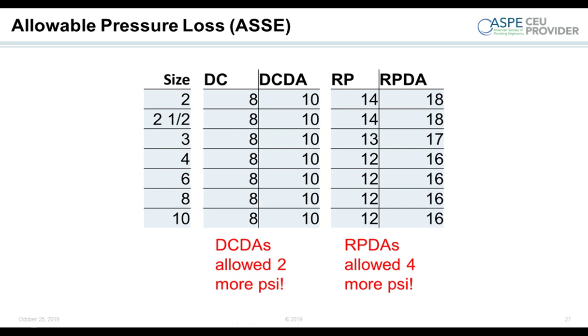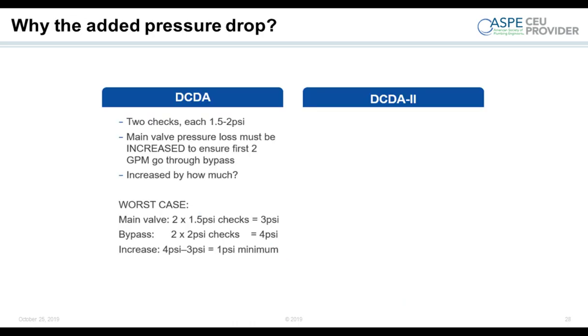All right, so we see that we have 2 psi more allowed in DCDAs and 4 psi more allowed in the RPDAs. So that's quite a bit. So why is that? So let's dig into it. Essentially, the reason it's a fair amount higher is, one, we know we need to increase them, but we can't just increase the checks by, say, a 0.5 psi. And the reason is because these don't come out with precision values on the differential on each check.